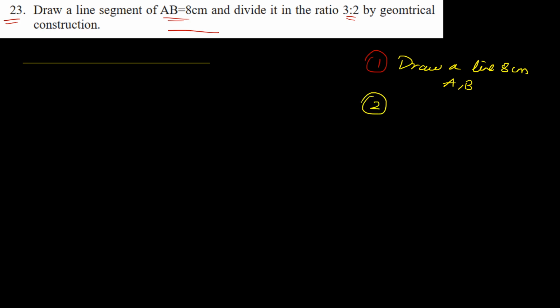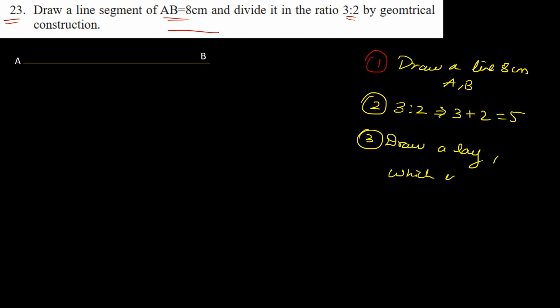Then second one, what is the ratio they have told? 3:2. That is nothing but 3 plus 2 is equal to 5. Next, draw a ray which is at an acute angle. So draw a ray which is an acute angle, which is less than 90 degrees.